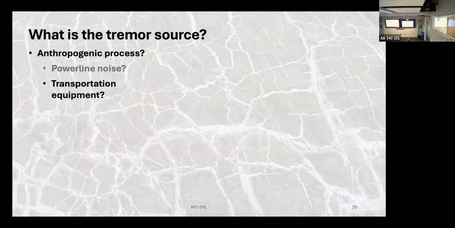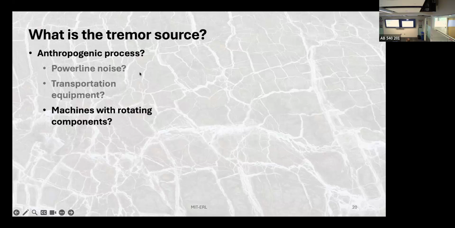However, these signals are typically short-lasting, and also the frequencies generated by these equipments typically vary rapidly over time due to Doppler effects, for example, which is inconsistent with our signals. So this is also ruled out.